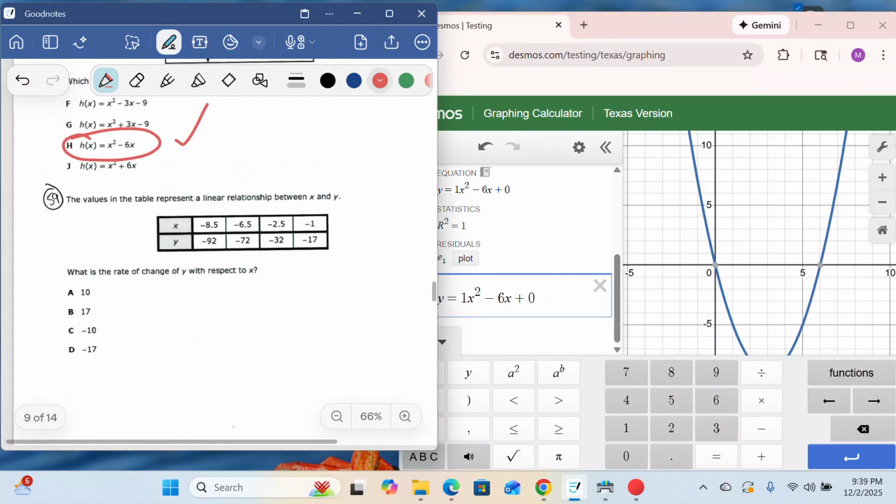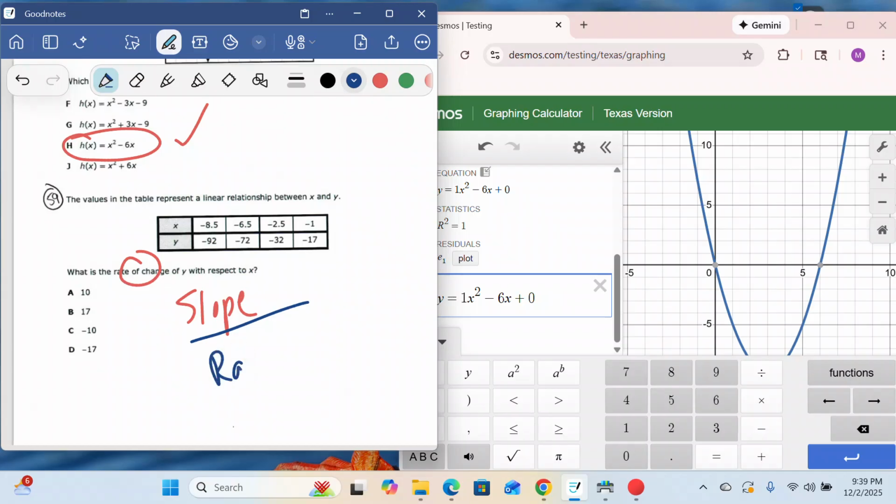59 is another one, very easy. Go ahead and try that one. Rate of change is the same word for slope. Slope is the rate of change. Rate of change is slope. So all you have to do is input that one into a table and let Desmos do the work for you.